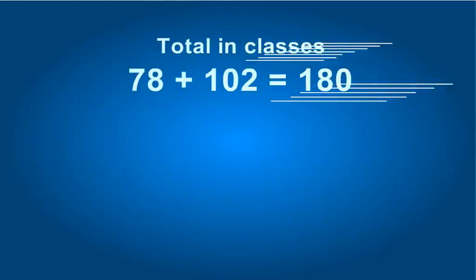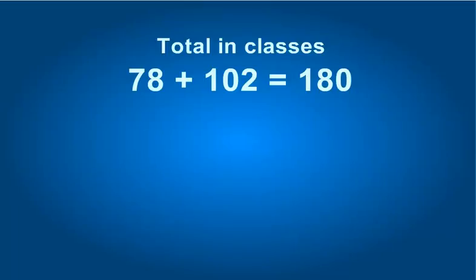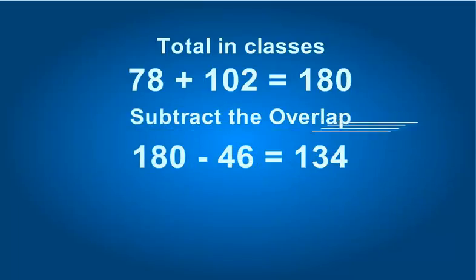The math is easy as long as you have the reasoning to back it up. First, we want the total in the classes. We've got 78 and 102, so there's 180 students enrolled in these 2 classes. But there are 46 that overlap, are in common. So we subtract that from the 180, and we find out there are 134 actual students in the 2 classes.